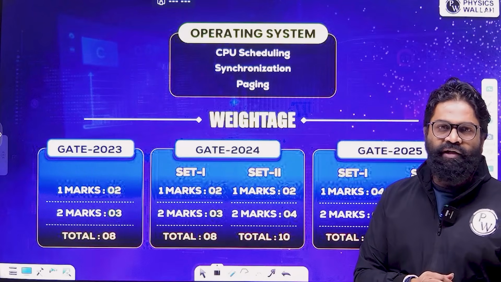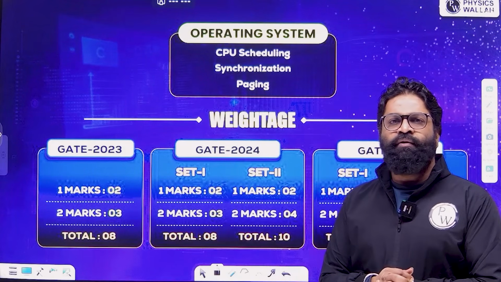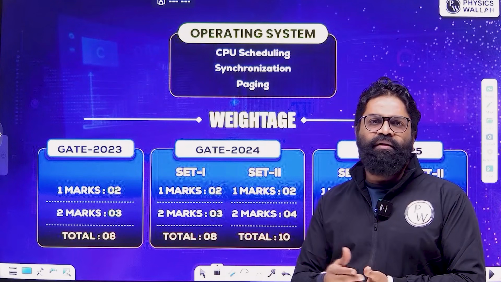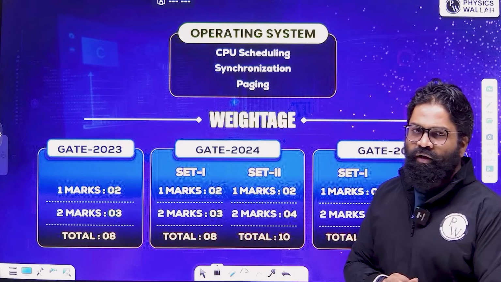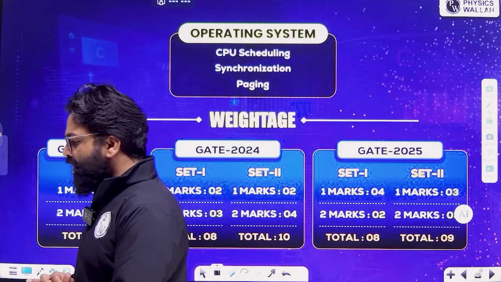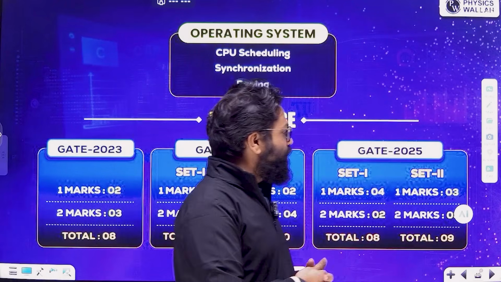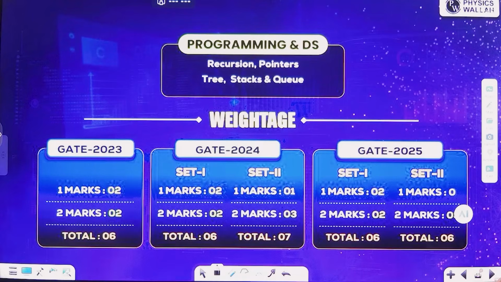CPU scheduling is quite easy as compared to synchronization and paging. So if you solve 4 or 5 or 6 or 10 questions on CPU scheduling, then definitely you can expect that there will be a type of question you can easily get, which is based on the operating system. So this is related to your operating system, and try to prepare it.